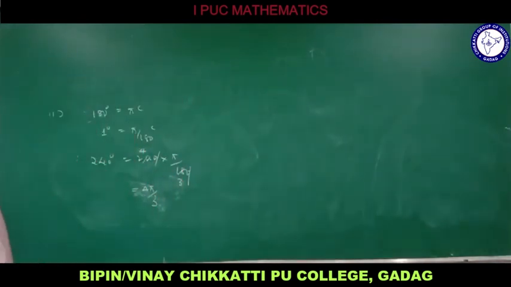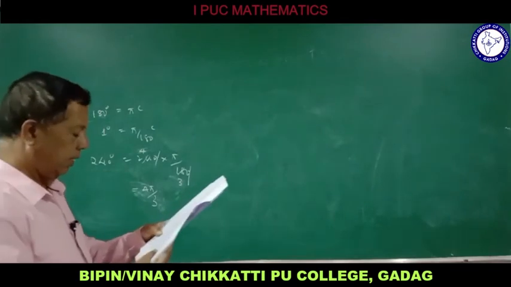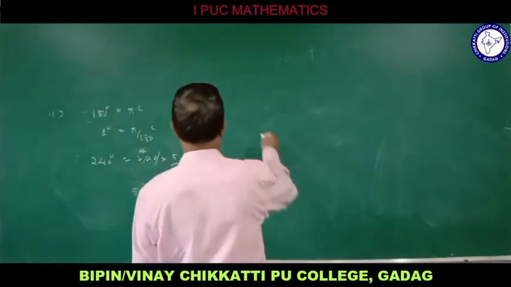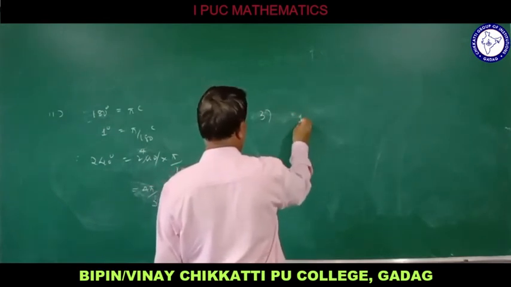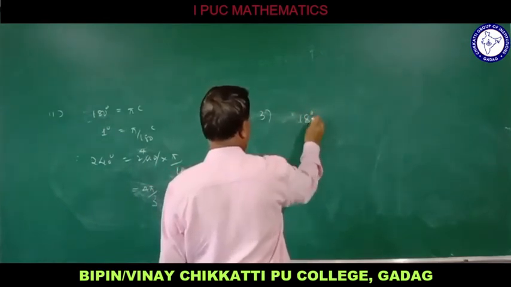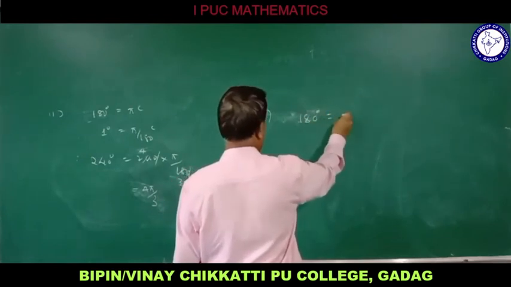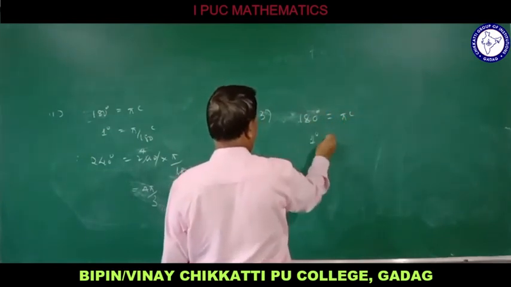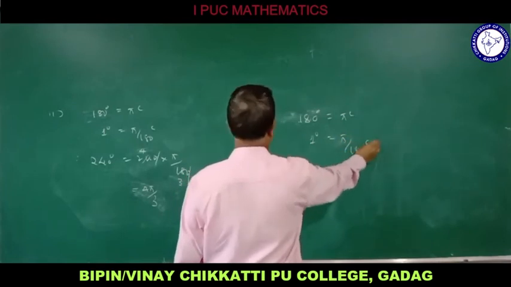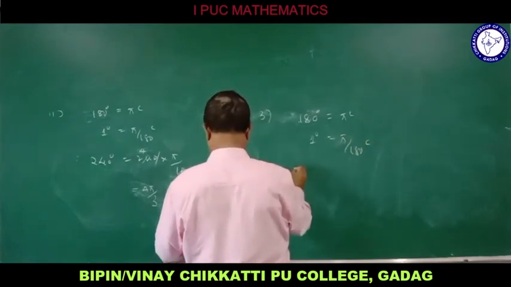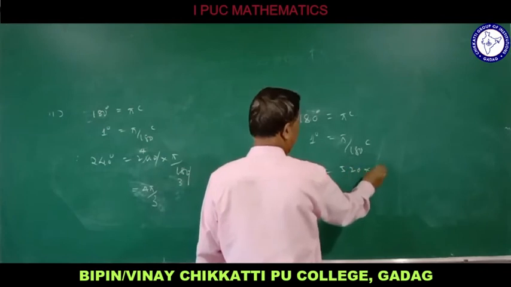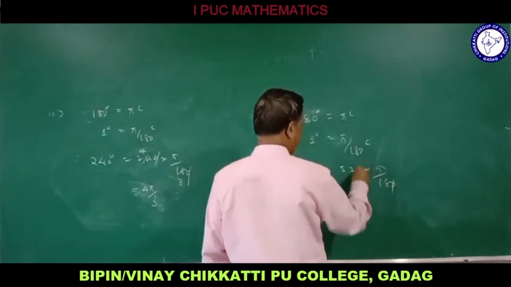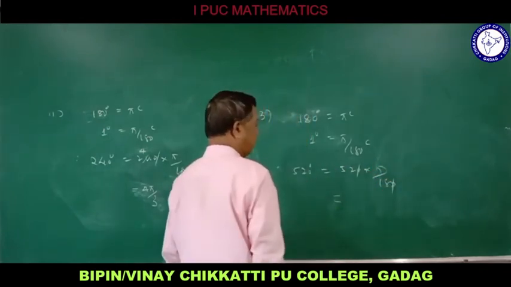What is number 3 here? 3 is 520 degree. See, first I have to tell once again, 180 degree is equal to pi radian, and 1 degree is equal to pi by 180 radian. The question is 520 degree is equal to 520 into pi by 180. So you have to simplify this accordingly.